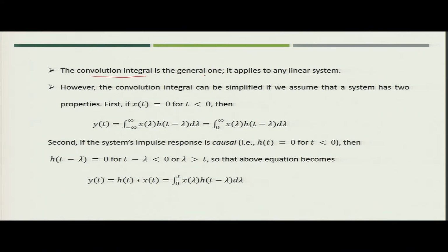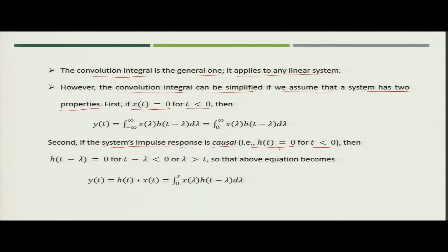Now, the convolution integral is the general one, it applies to any linear system, but it can be simplified if we assume that the system has two properties. What are those two properties? First is that x(t) is equal to 0 for t less than 0. It means that your integration, which is now from minus infinity to infinity, will reduce to integration from 0 to infinity for the convolution integral. And the second property we can use is that the system's impulse response is causal. That means h(t) is equal to 0 for any time t less than 0.